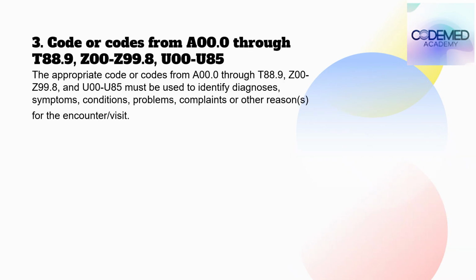Guideline number 3, code or codes from A00.0 through Z99.8. The appropriate code or codes from this range must be used to identify the diagnosis, symptoms, conditions, problems, complaints, or other reason for the encounter or the visit.